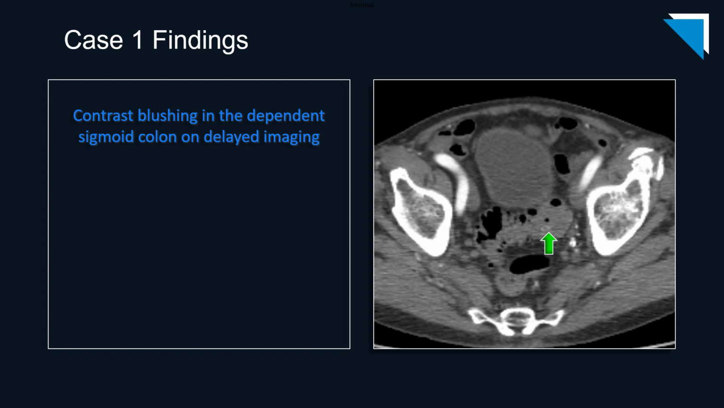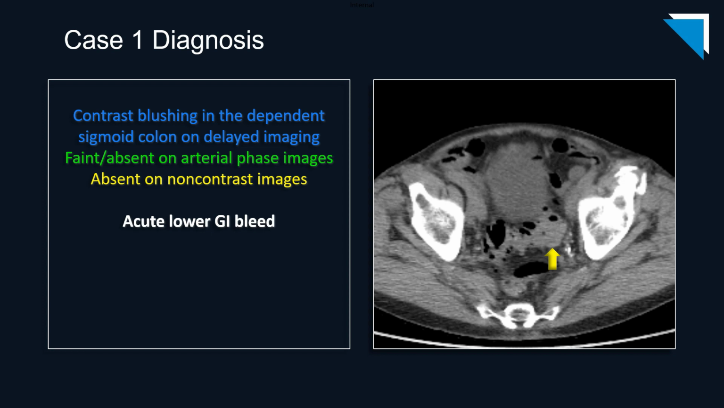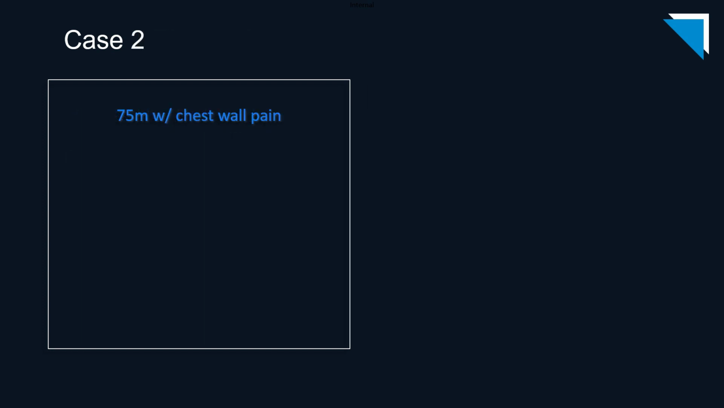And we can clearly see that focus of hyperattenuation is essentially absent on the arterial phase images, as well as the non-contrast images. So our diagnosis in this case is, of course, an acute lower GI bleed. It's very important to work systematically in these cases. I tend to begin with the delayed images where the bleeds are most conspicuous and work backwards from there. Your mileage may vary. Our next patient is a 75-year-old man with chest wall pain.